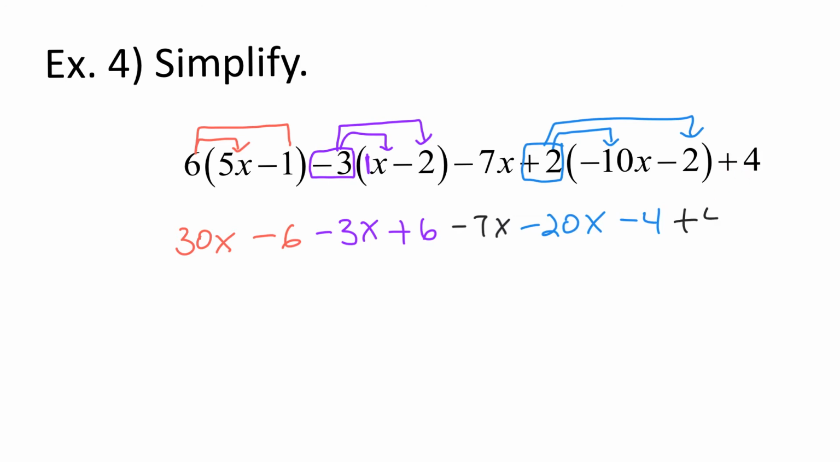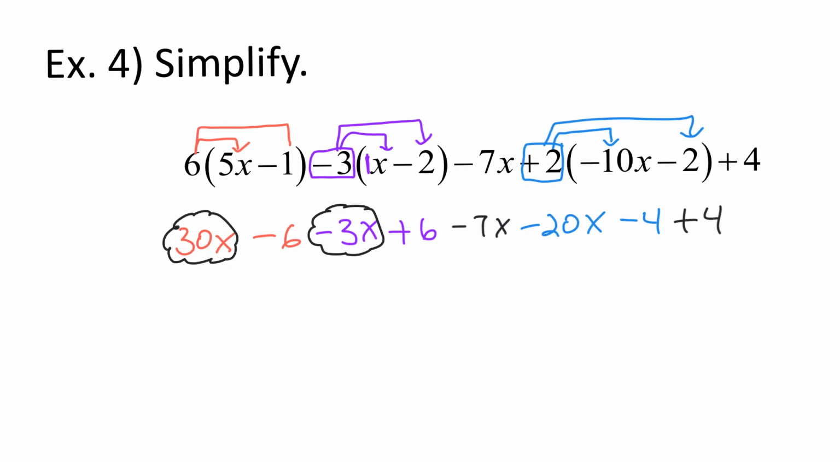Now you have to look for like terms. So let's go ahead and start with the x's, the numbers that have variables. I have a 30x. So let me just put a bubble. We have 30x here, minus 3x from left to right.